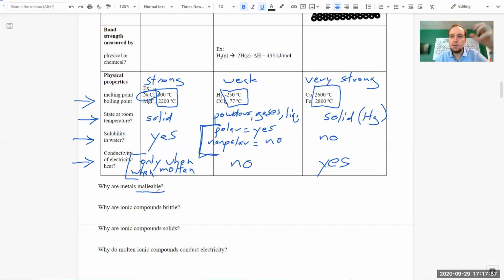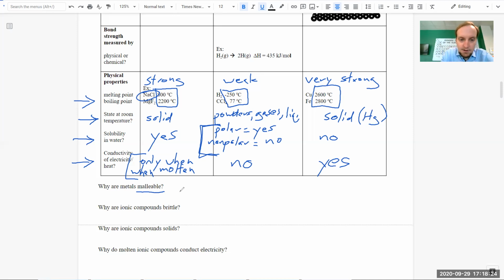So malleable means it's able to be bent. The reason why they're malleable, remember that sea of electrons? The nuclei of the atoms are not really held in a fixed position, even though it's, again, a solid, but they could slide and they could move past each other. And if you look at the large scale of that, then you're going to have a deformation of the shape of that metal.